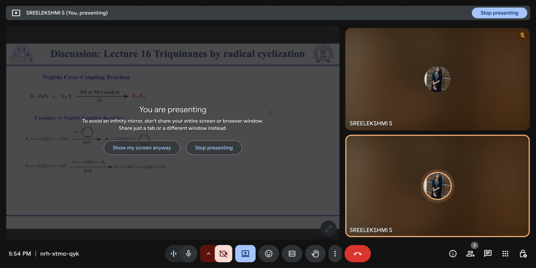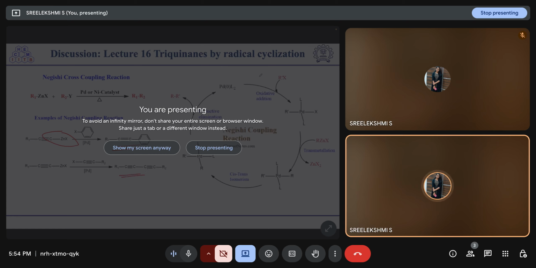Then we have seen this Negishi cross coupling reaction in lecture 17. That is basically a palladium or nickel catalyzed coupling reaction between an organozinc compound, zinc halide, and an alkyl halide. So basically it is a type of coupling reaction. If we see here, this zinc compound will undergo coupling with this aryl halide to form this compound. This mechanism is very clear to us. It can undergo coupling with this also, so it will give this compound.